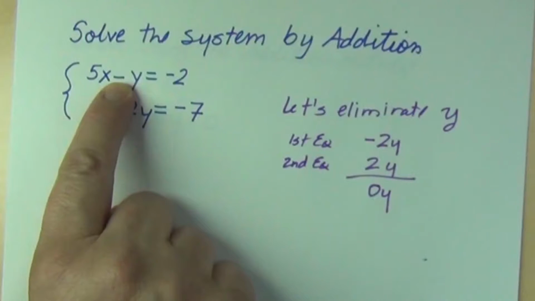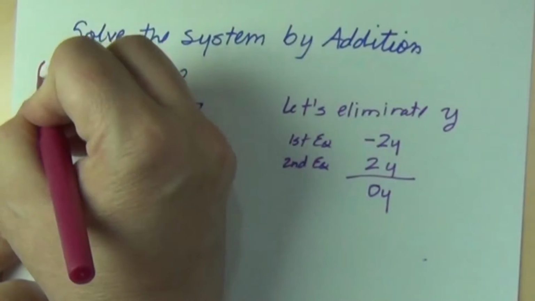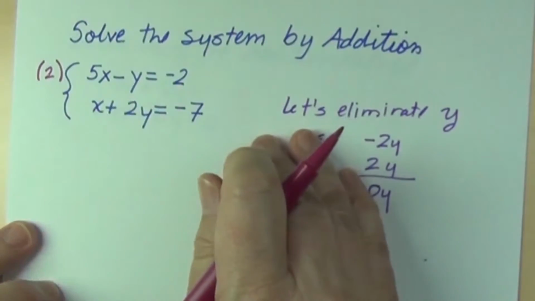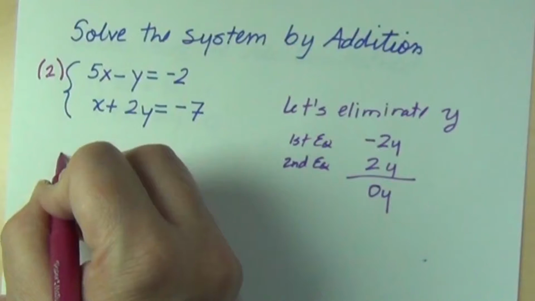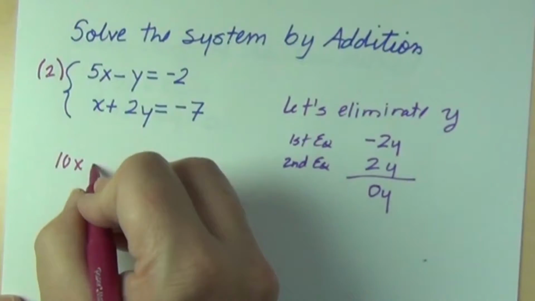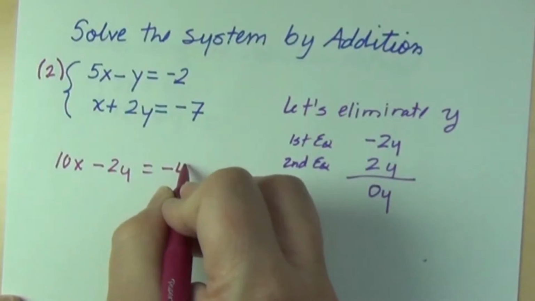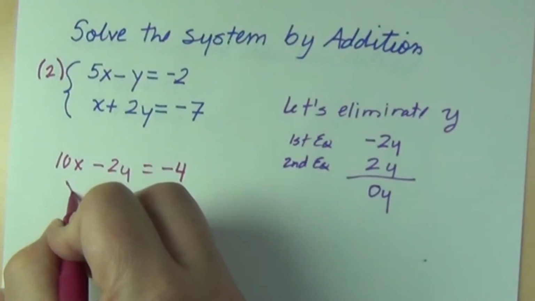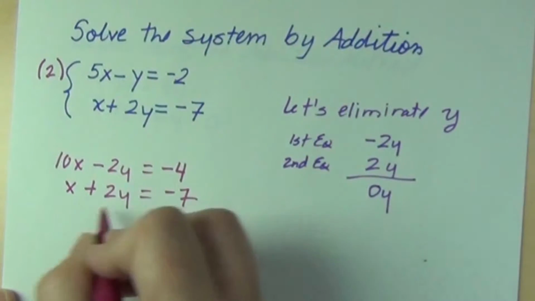The second equation has exactly what I want. In order to have a negative 2 in front of the y here, I need to multiply this first equation by 2. And when I do that, I multiply the entire equation to keep it balanced. So that will give me 2 times 5 is 10x, minus 2y, equals negative 4. And then we recopy the second equation because we don't need to change it. We leave it the way it is.